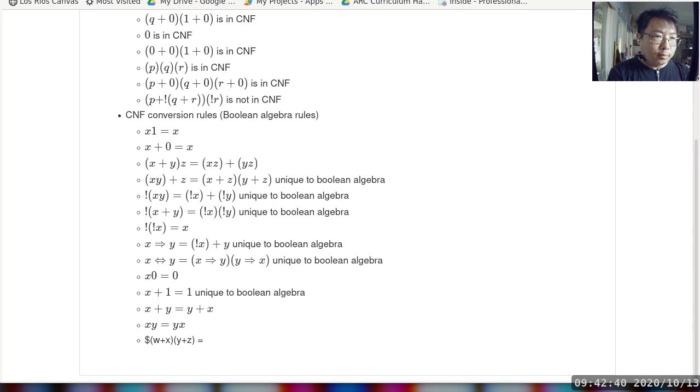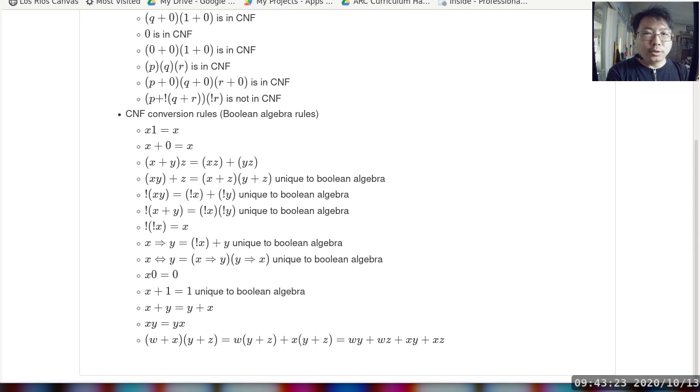So that would become w and y or z, and then the whole thing or x and y or z. But if I use the commutative law, then now I can distribute y or z over w and distribute y or z over x. So now I apply distribution one more time. So I end up with w and y or w and z or x and y or x and z.